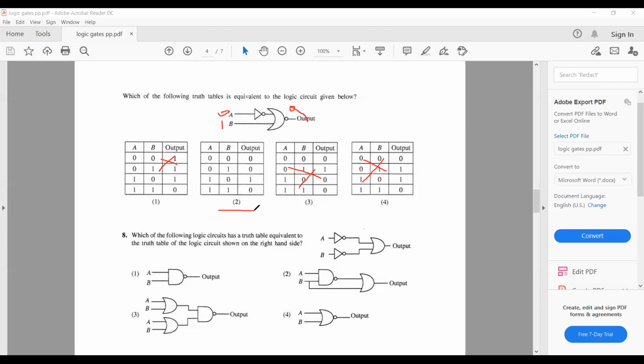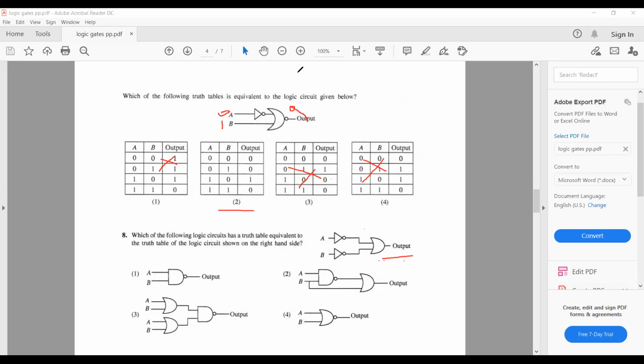Second one. Right, second one. Okay, we'll go to the eighth one. Eighth question. Which of the following logic circuits has a truth table equivalent to the truth table of the logic circuit shown on the right hand side? So right hand side means this one. So here you get actually A dash plus B dash. Then try to find out what is equivalent one.